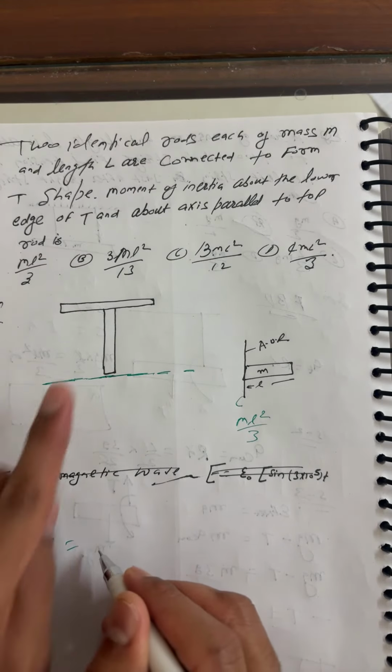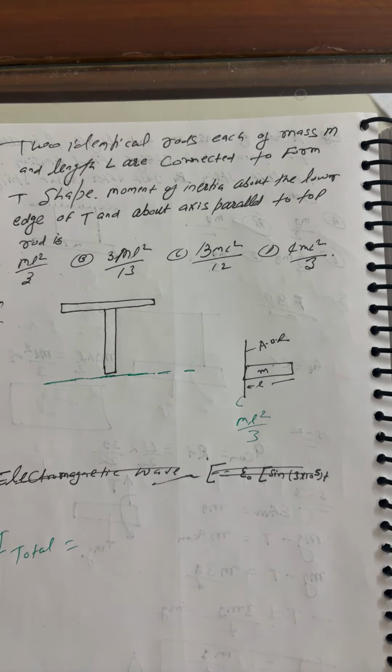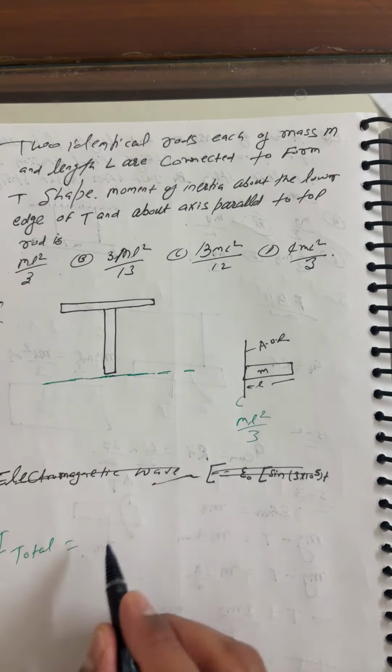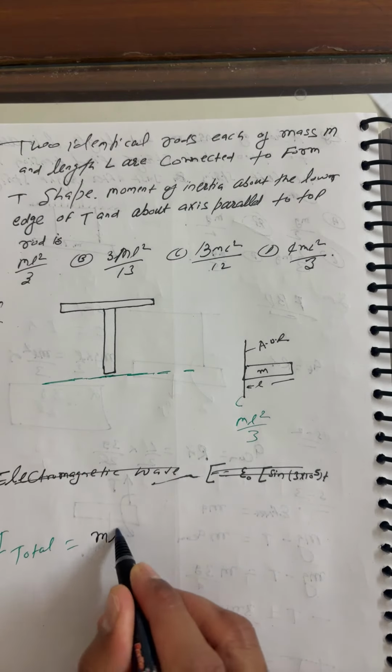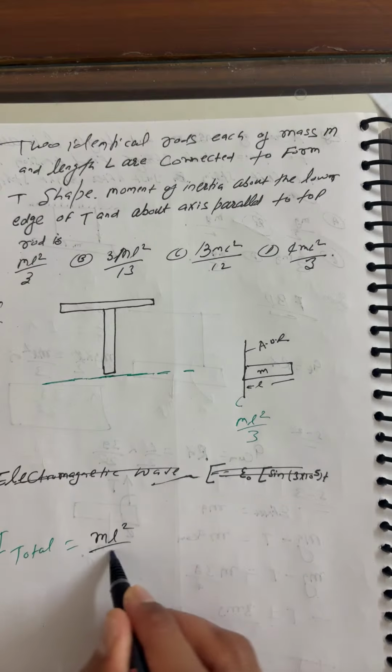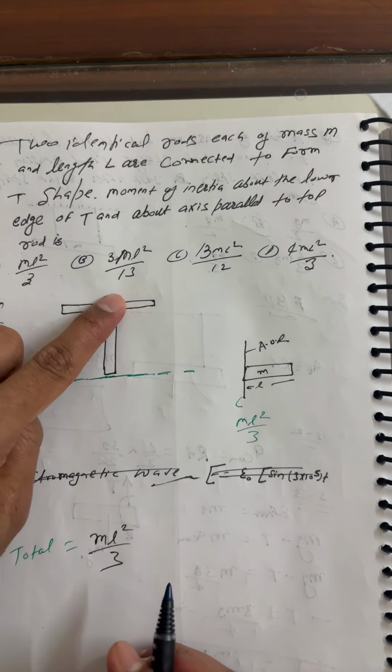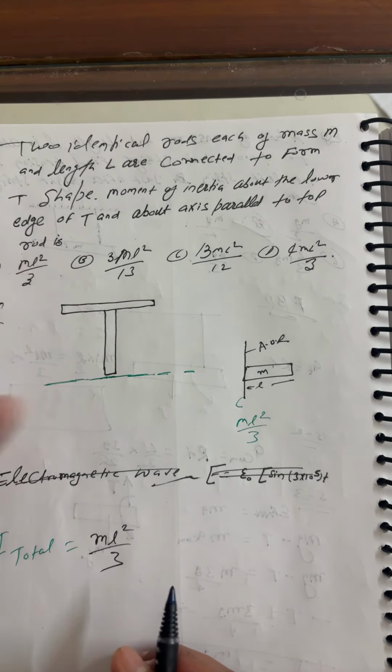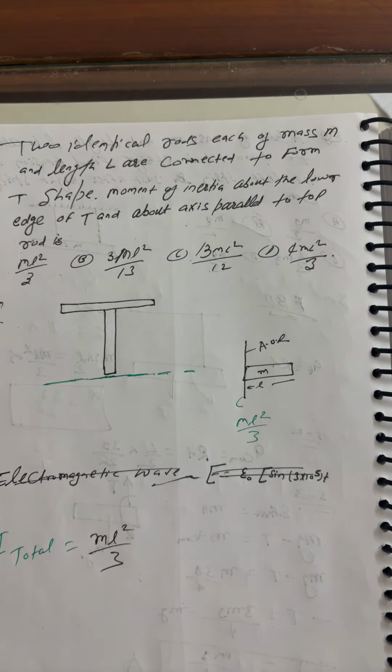Beta, what can you say? One I for this and beta, one another I for this. So beta, what can you write for this? I can say ml square by 3. Beta, for this rod, the length remains the same. Simple, we can apply the formula of moment of inertia.